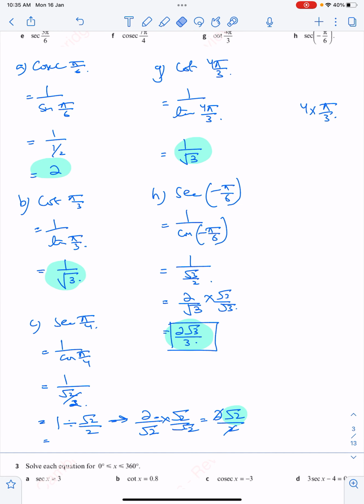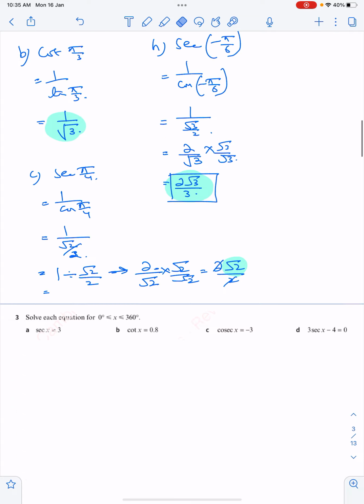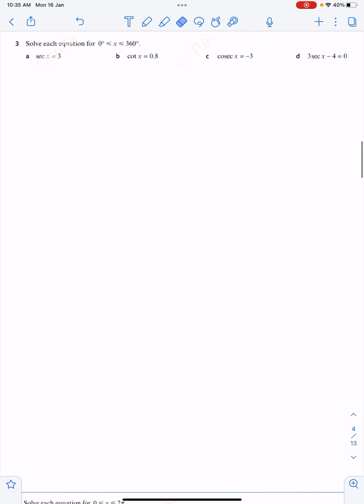Moving on to the next question, question number 3. Solve each equation for x greater than or equal to 0 and less than or equal to 360. First question, sec of x equals 3. Sec is the reciprocal of the cos function, so I am reciprocating both sides. Cos of x equals 1 upon 3. Now here the sign is positive, that means cos is positive in the first and the fourth quadrant.